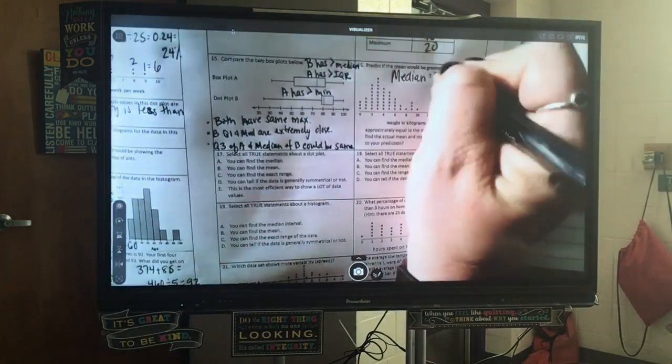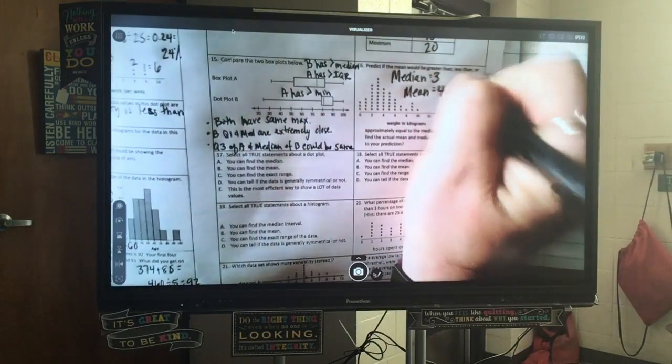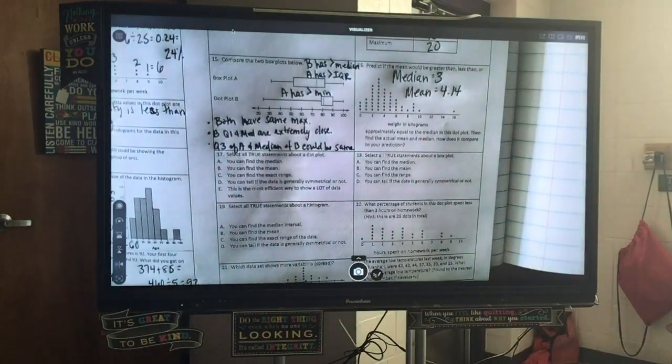Mason, what is your mean? It's like 2 point something. What's your median, or your mean? I meant 4.14. Yeah. Dang it. All right. I was wrong.